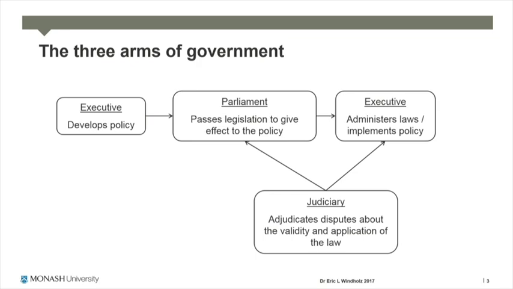The Judiciary adjudicates disputes about the validity and application of the law. Doing so serves a valuable role holding both the Parliament and Executive accountable. So that tells us what government is. Now let's turn our focus to what government does.